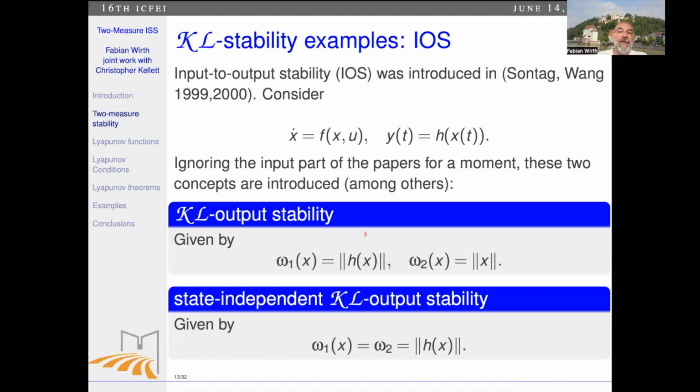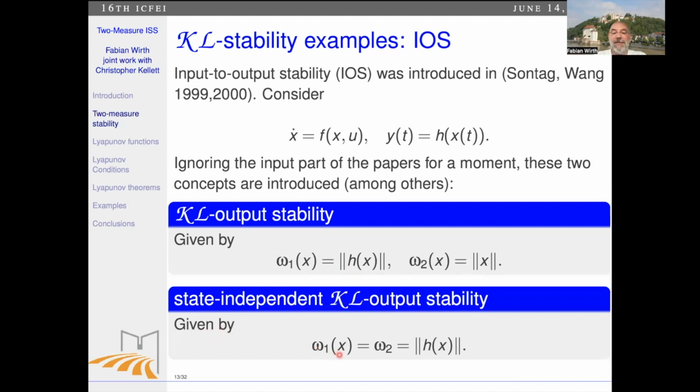Then in that paper, at least two concepts, actually many more, are introduced, namely KL output stability, which would be in our language just choose omega 1, the function with which you measure the evolution of the trajectory, is just the norm of the output. And omega 2 is the norm of the state. So you would compare what the norm of the output does in comparison to the size of the initial condition. And then there's another concept which was called state-independent KL output stability.